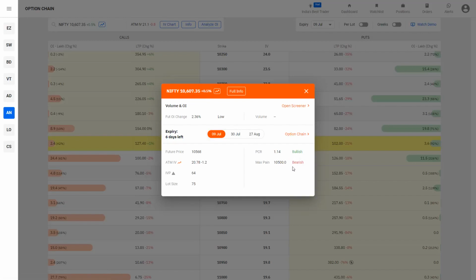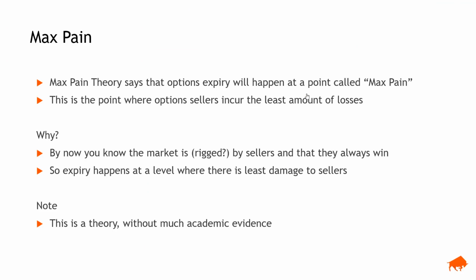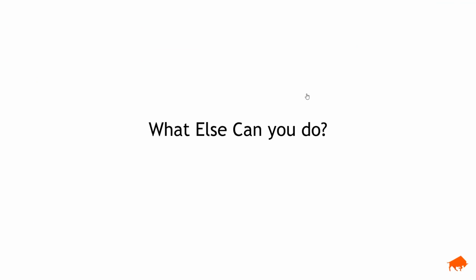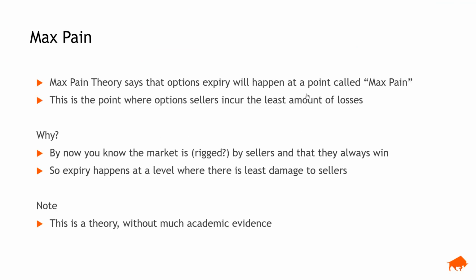It is saying that the Max Pain theory is predicting that this expiry might be around 10,500. If this is true, then expiry will happen around 10,500, which is a downward movement. Therefore, it says it is bearish, right? Okay. So we learned about open interest, we learned about put call ratio, and we learned about Max Pain.